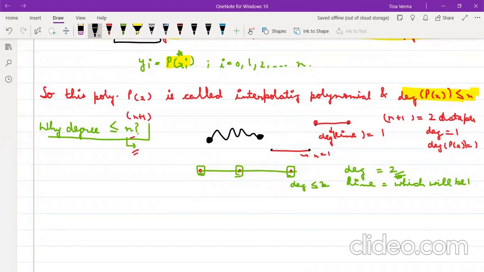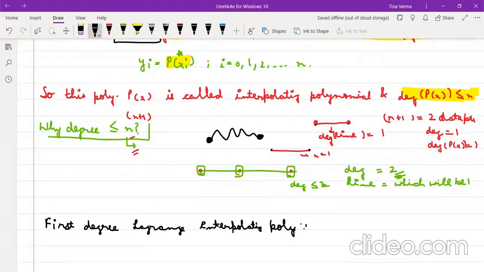Now, to start the Lagrange interpolating polynomial, we will first find the first degree Lagrange interpolating polynomial. Once you are able to find the first degree Lagrange interpolating polynomial, then we will generalize it for your n plus 1 data points. The first degree interpolating polynomial, you can say, is the linear Lagrange interpolating polynomial. Either you can say first degree or linear Lagrange interpolating polynomial.